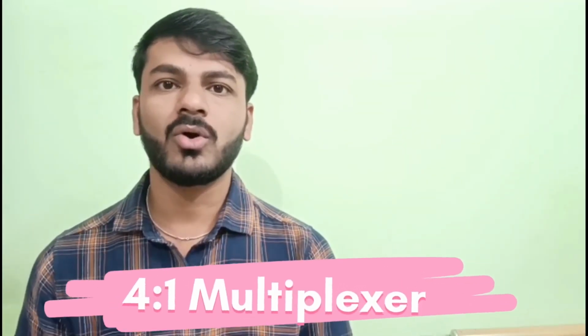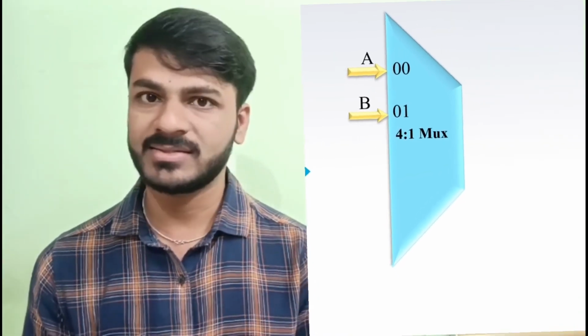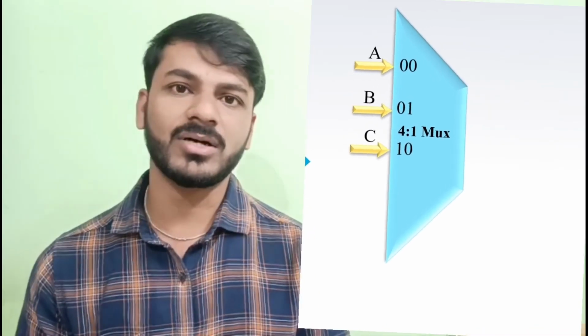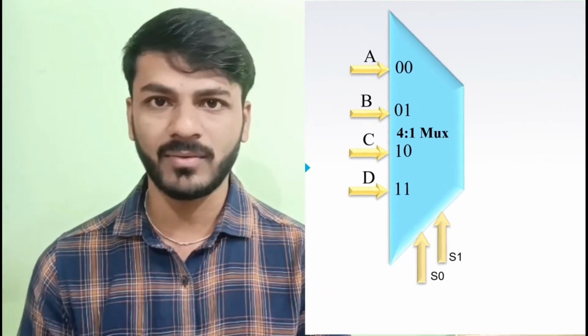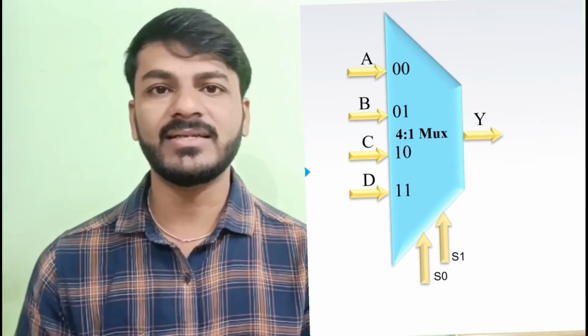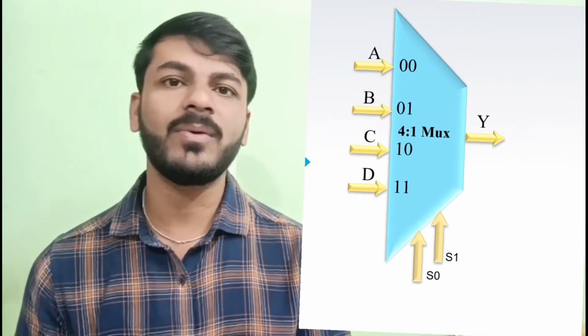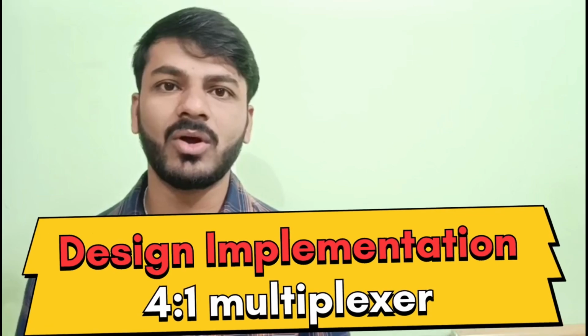Now if I talk about the functionality of a 4:1 multiplexer, it has 4 inputs, which can be A, B, C and D, and it has 2 select lines, S0 and S1, and it has one output, that is Y out. So based on the select lines, our inputs A, B, C and D will be routed to the output Y out.